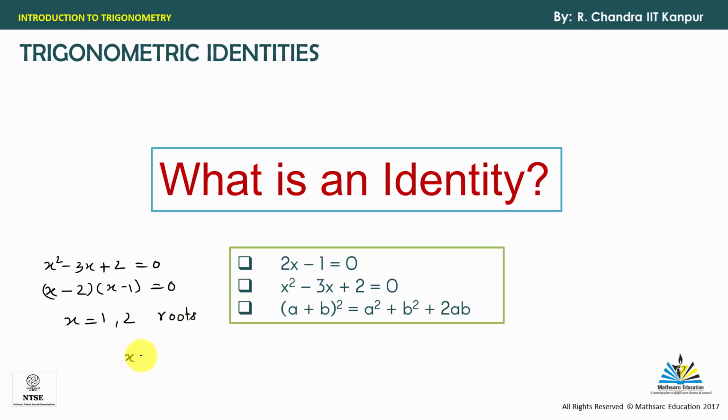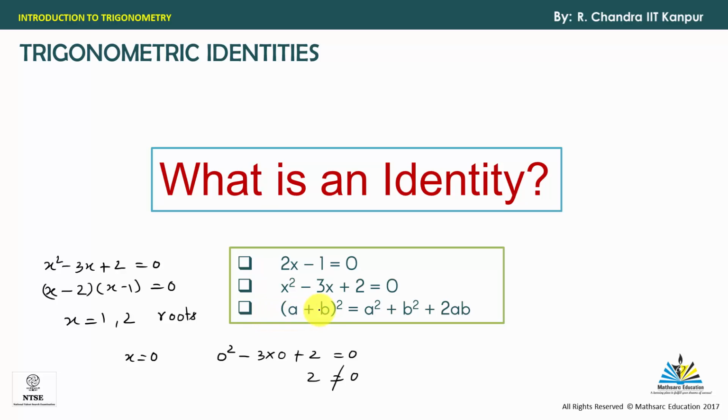Like x equal to 0, if we put x equal to 0, it will not satisfy this equation. As you can see, 0 square minus 3 into 0 plus 2 is equal to 0. So you can see 2 equal to 0, which is not possible. So it means that x equal to 0 is not satisfying. So these are the only two values that are satisfying. So this is an equation.